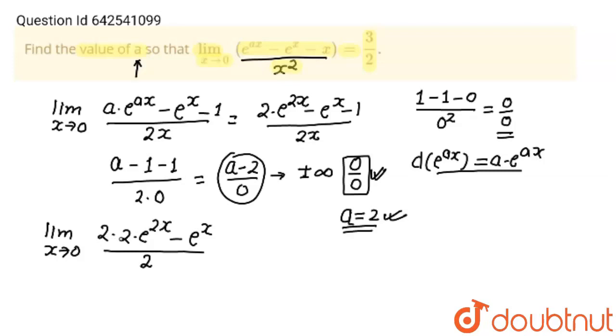2 into 2 will be 4, 4 into 1 will be 4, minus e to the power 0, 1, upon 2, and here you will see this value is 3 by 2. So the value of a will be equal to 2, then only the value of this limit will be 3 by 2. You can see over here. Thank you students.